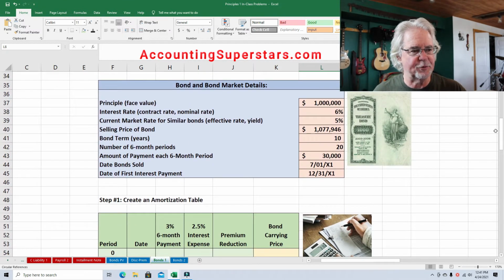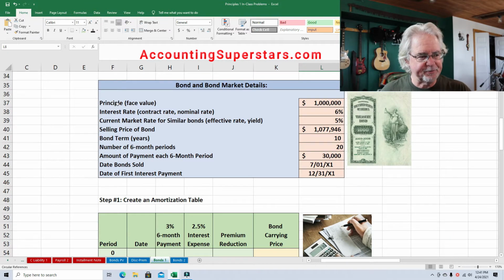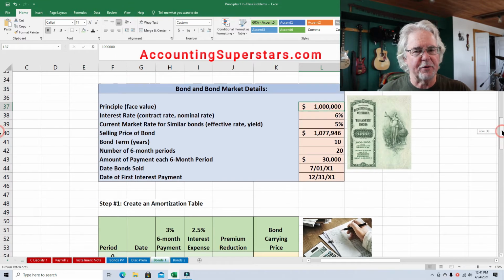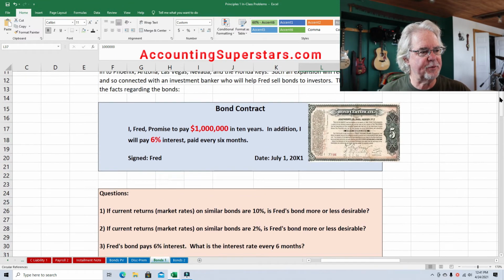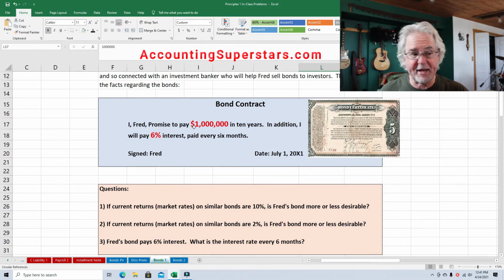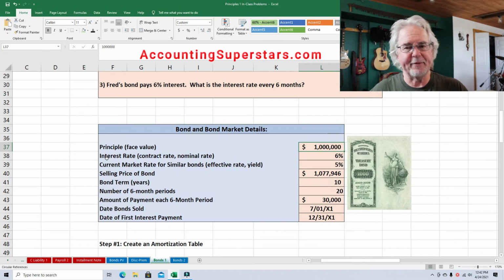And a lot of this is a repeat. So the principal here, the face value of the bonds is $1 million. Now, where do we get that? Well, it says right here, I, Fred, promised to pay $1 million in 10 years. So no matter what happens to interest rates, Fred has got to pay $1 million in 10 years, all right? And he's also promised to pay 6% interest.